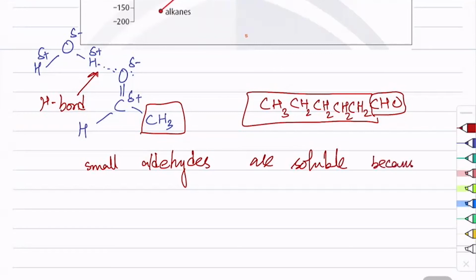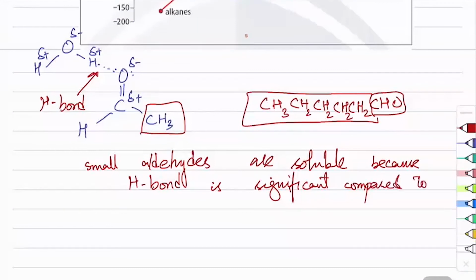Because the H bond is significant compared to the total intermolecular forces of attraction, and obviously they can make hydrogen bonds with water. Again, they will not make hydrogen bonds with each other because they won't find a hydrogen in a polar bond. Okay, so that is the physical properties.